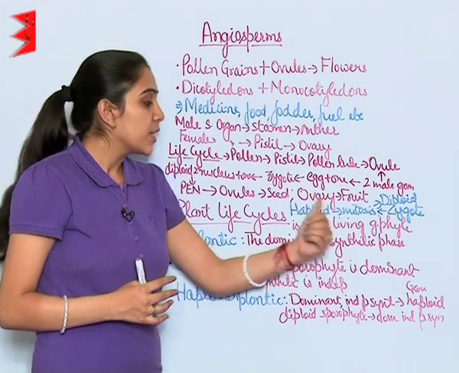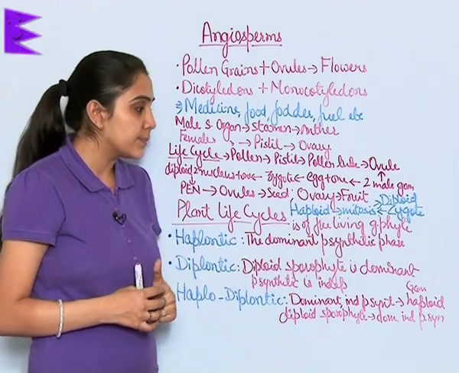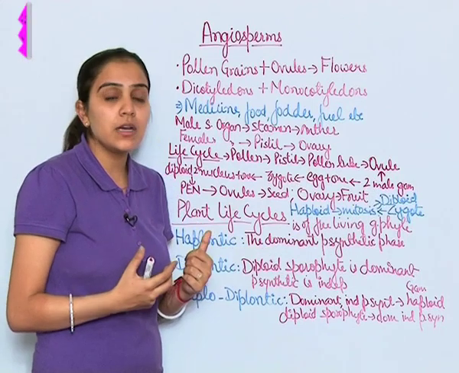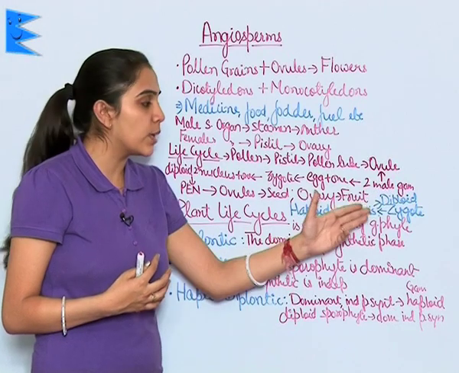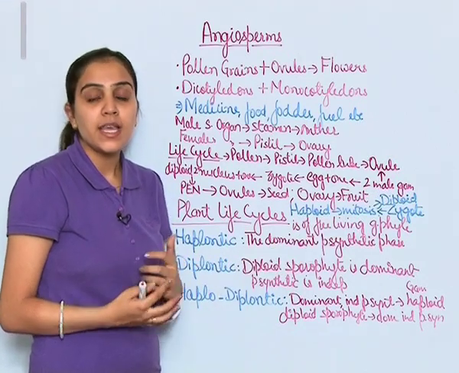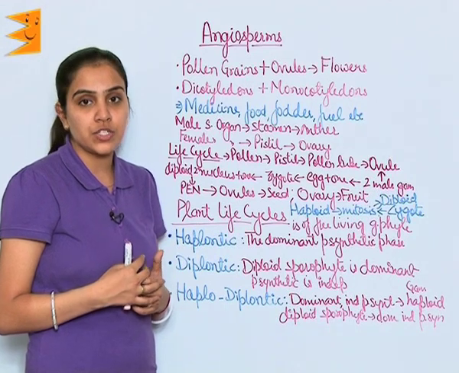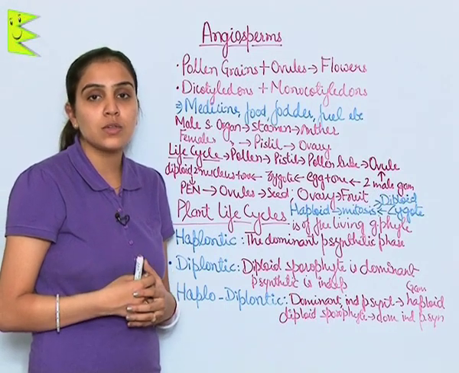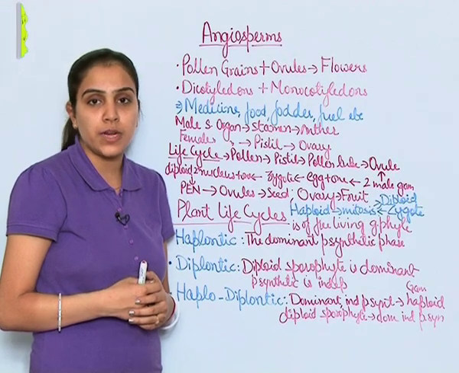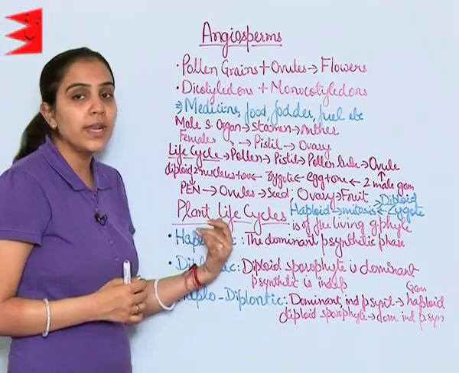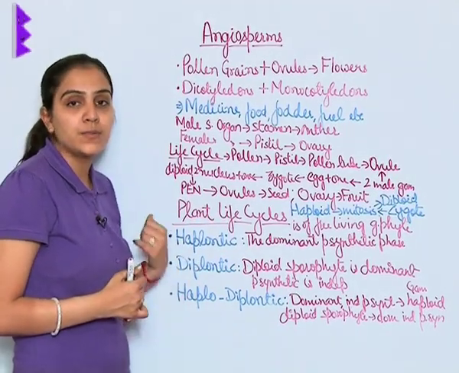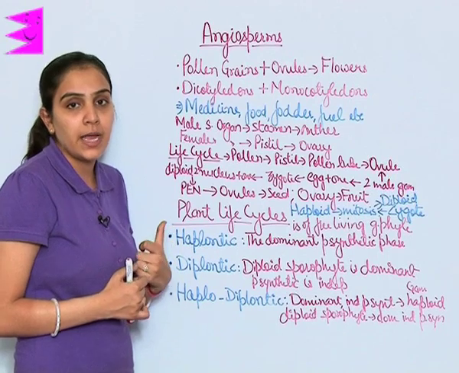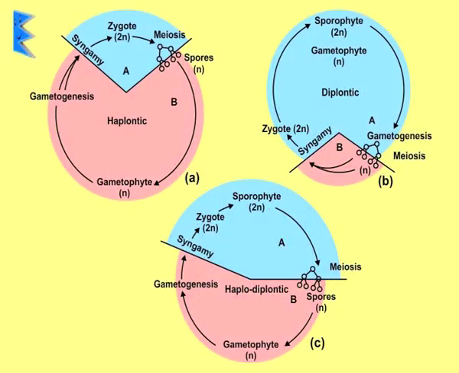Haploid plants divide through mitosis, and similarly zygote so formed undergoes mitosis to give diploid sporophyte. This phenomenon is known as alternation of generation in plants. According to this phenomenon, as you can see in the diagram also, there are three types of life cycles exhibited by plants. These are haplontic, diplontic, haplodiplontic.